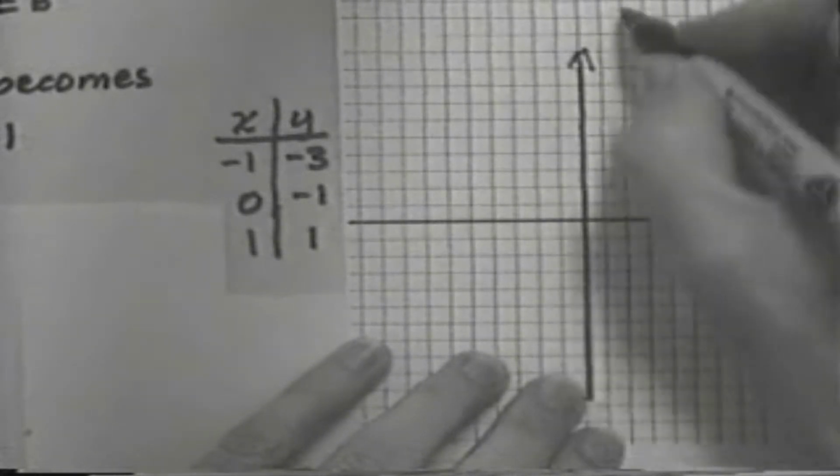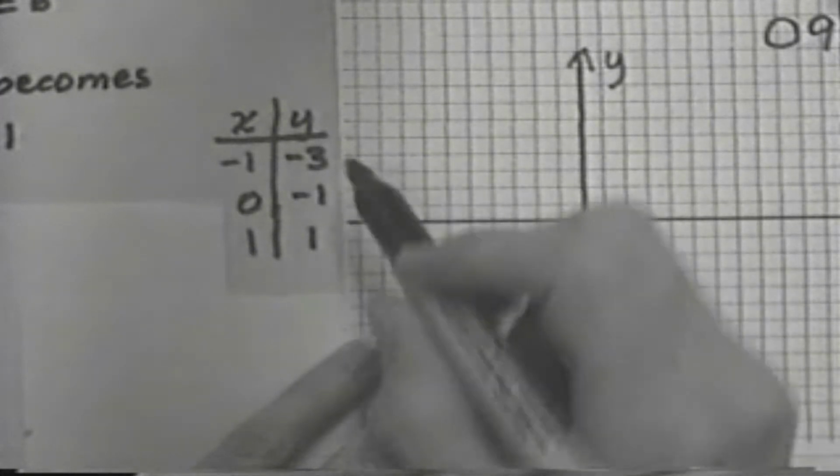Our ordered pairs are, here's the y-axis, the x-axis is over here off the screen, but I'll put it on a bit later when we have more space. -1, -3: 1 to the left, down 3. 0, -1: 0 sideways, and then down 1. And 1, 1: 1 to the right, and 1 up.